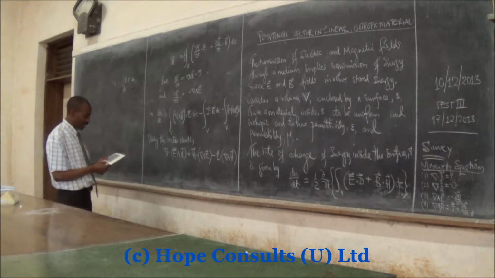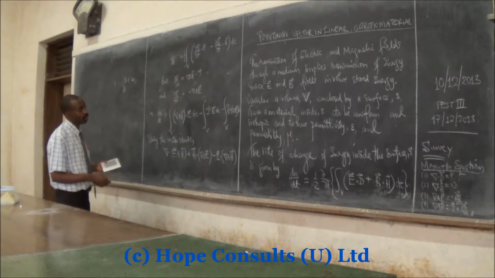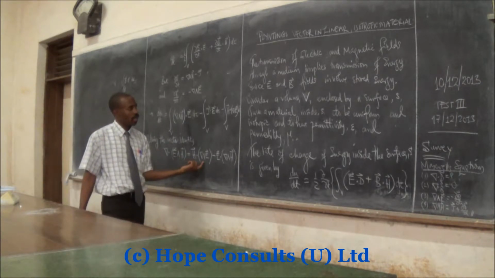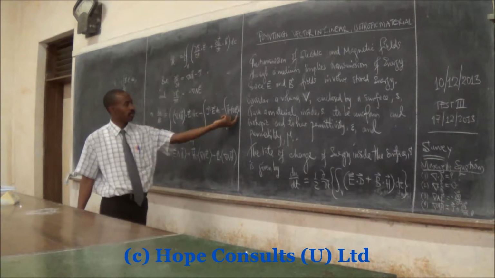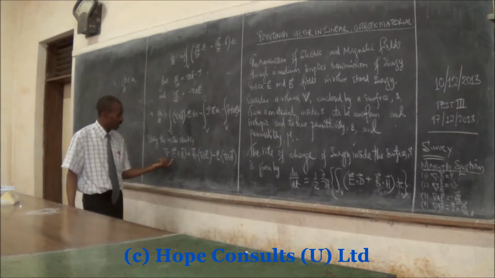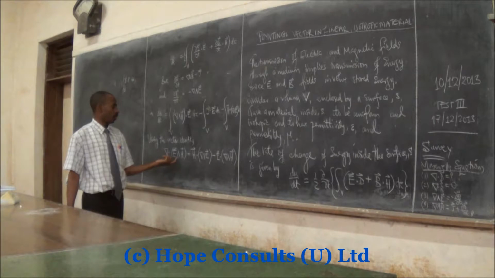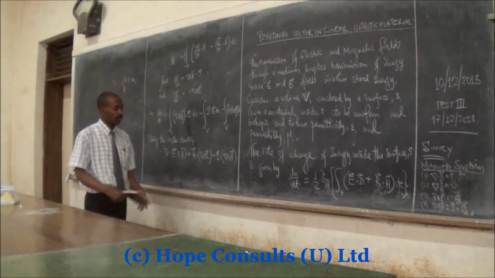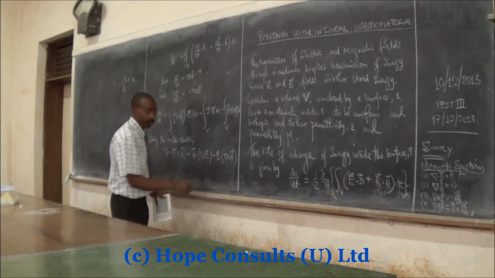So if we apply that identity, and you can guess where we want to put that identity, we have this H dot the curl of E here, so we can replace it with the divergence of E cross H plus E dot the curl of H. And then we achieve what we want.